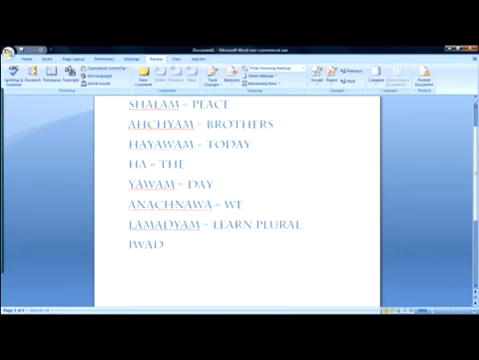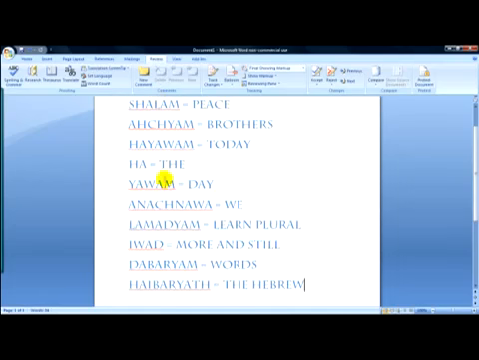Iwad, which means more and still, and then Dabaryum, which is words. The word dabar is word, and the yum at the end makes it plural. And the last word here is Ha'Ibaryath, and Ha'Ibaryath is the Hebrew. Alright, so that's what I said. Peace, brothers. Today we learn more words, the Hebrew. So today we're going to learn more Hebrew words.